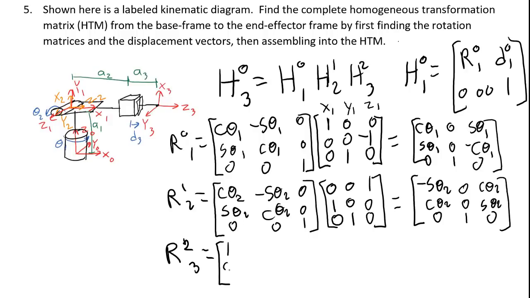X3 is in the same direction as X2. Y3 is in the same direction as Y2, and Z3 is in the same direction as Z2. You'll notice that what we came up with here is the identity matrix, and that's good because we know that the identity matrix means no rotation. Let's do the displacement vectors.